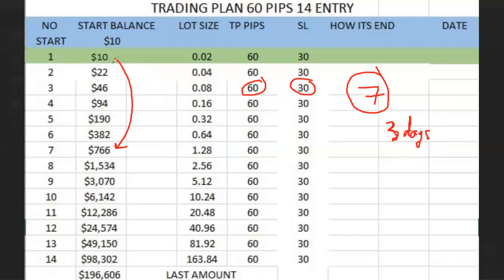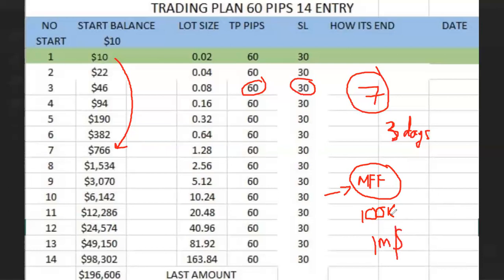So you need to grow that $10 to $766, and then you go and register with My Forex Fund. You know My Forex Fund? Yes, MFF, I know. From My Forex Fund, you get a $100,000 account. And then by this year, you try to register with prop firms until you reach 1 million.